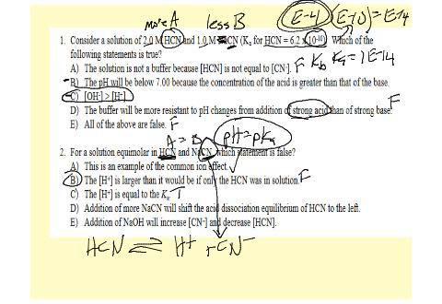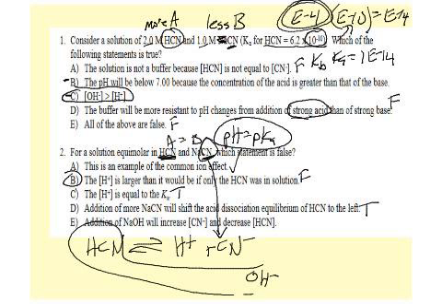If you add more NaCN, it will shift the acid dissociation equilibrium to the left. Yep, we just talked about that. Oh, for B, we were talking about shifting the equilibrium. If I add OH negative, what would that react with? Would OH negative react with HCN? Absolutely. So that would decrease HCN and increase CN negative. That's a true statement.